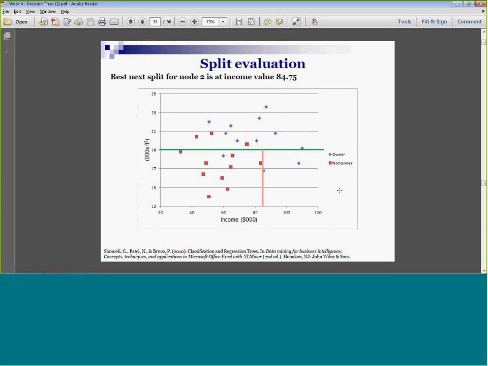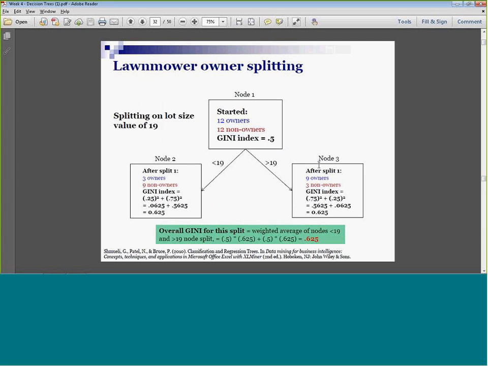Now, I'm not going to show the calculations for the rest of these splits, but it works the same way. Because now we take a look at this node and figure out the best way to split it into 2. And we'll take a look at this node separately and figure out the best way to split it into 2. And they may be different criteria.